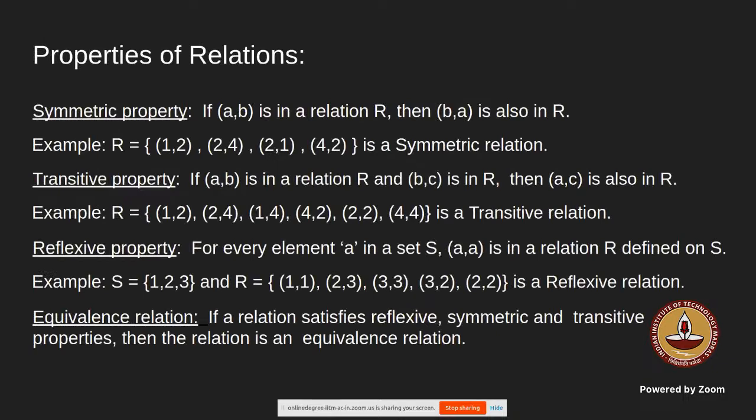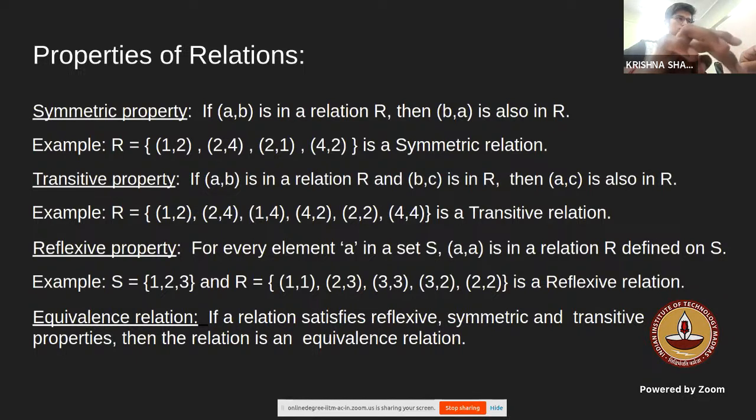Now, any subset of A cross A, or A cross B, is basically a relation, right? Now, there are different types of relation which we have studied. So the first one is symmetric. When a relation is symmetric, if (A, B) is inside a set R, which is a relation, then (B, A) should be there. If (A, B) is there, then (B, A) must be there. Then we can say that it is a symmetric relation.